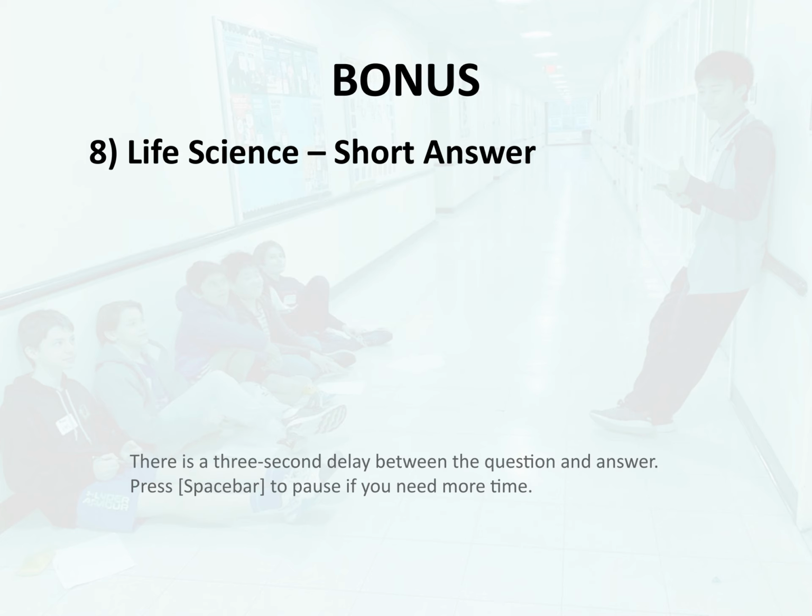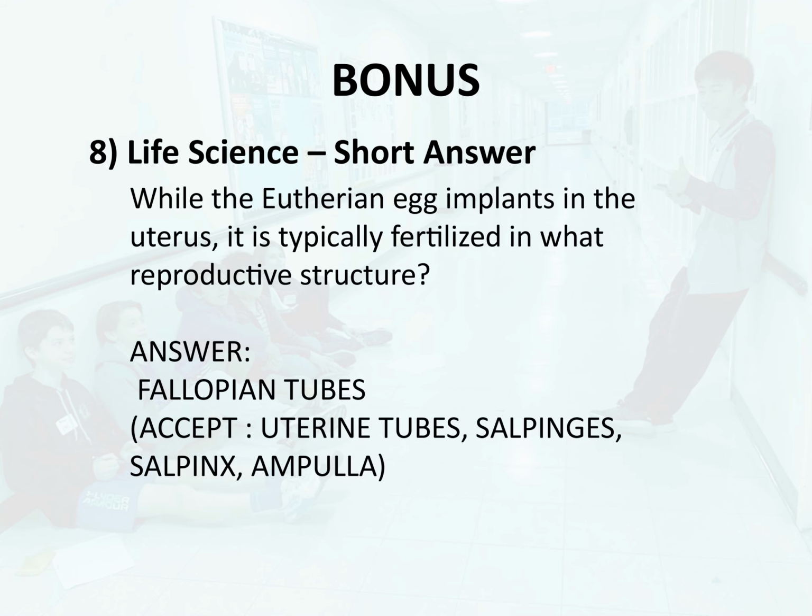Bonus 8. Life science, short answer. While the eutherian egg implants in the uterus, it is typically fertilized in what reproductive structure? Answer. Fallopian tubes.